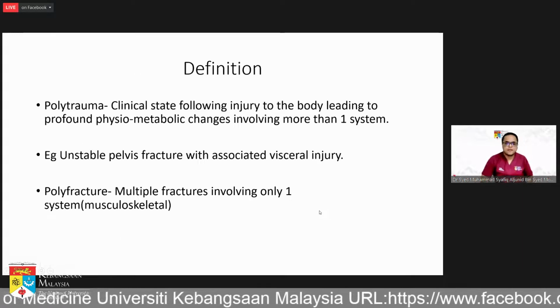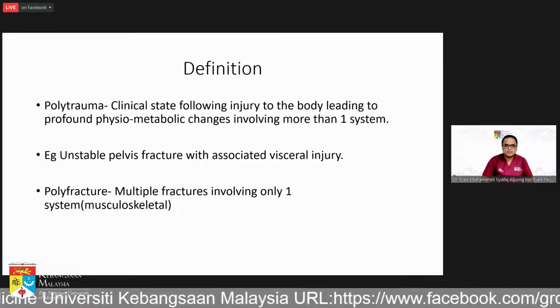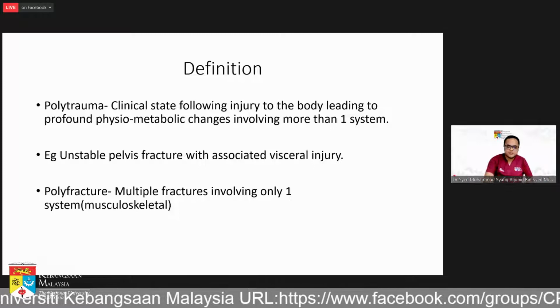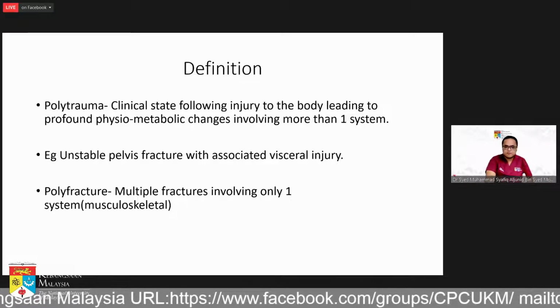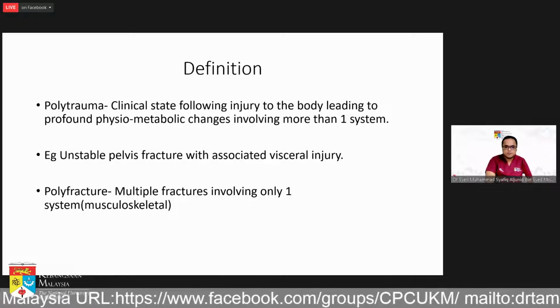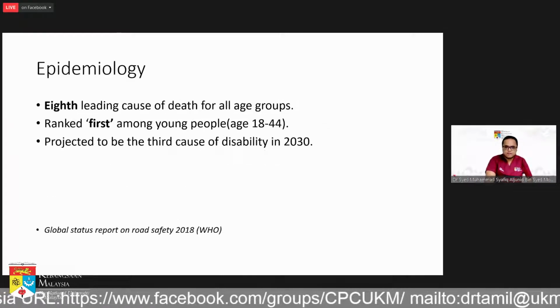Okay, all right. So the definition. For example, unstable pelvis fracture with associated visceral injury, as in our patient. If you talk about polyfracture, that actually means multiple fractures involving only one system, so the musculoskeletal system. So this is the definition.